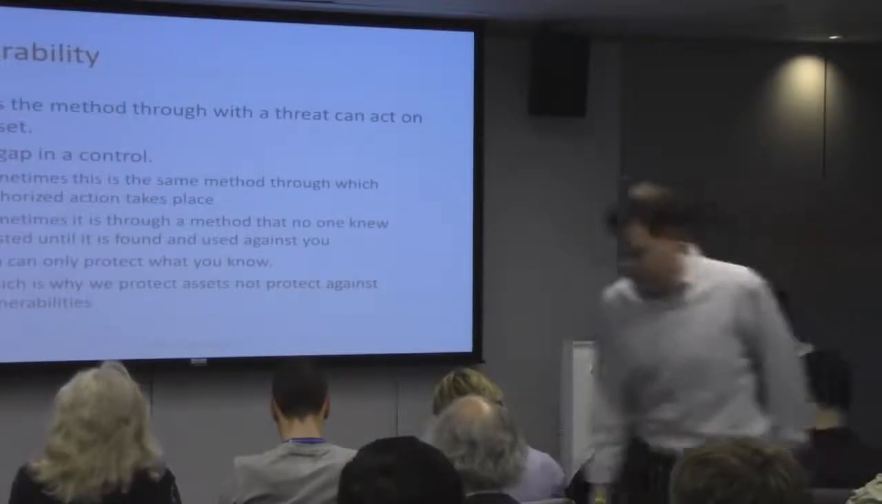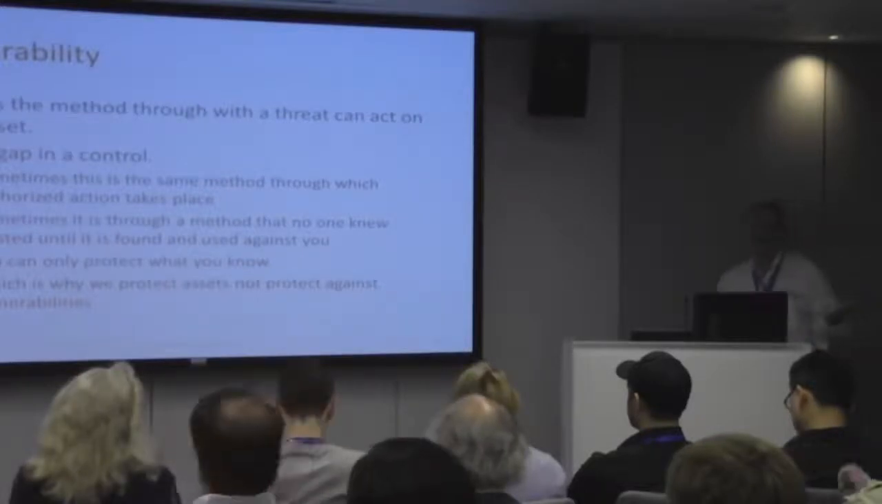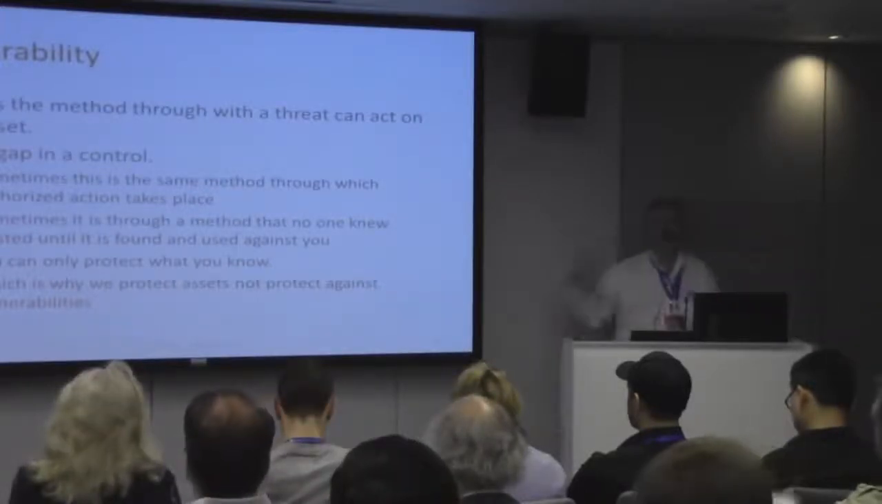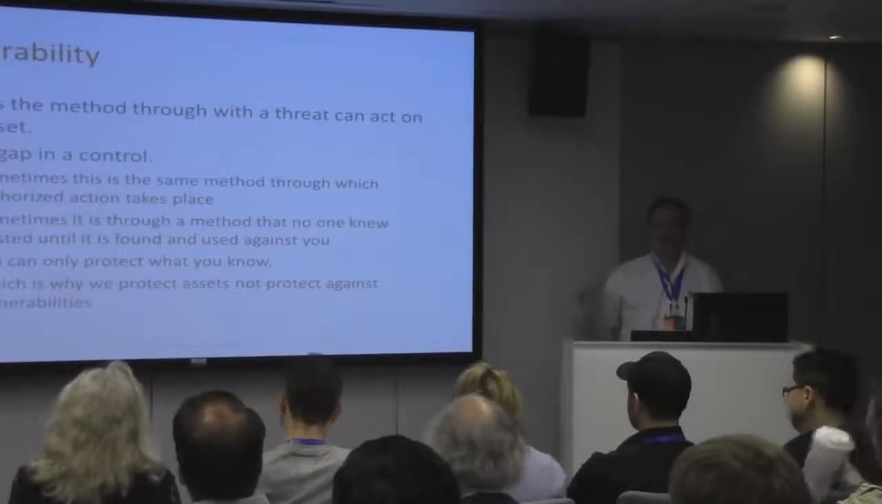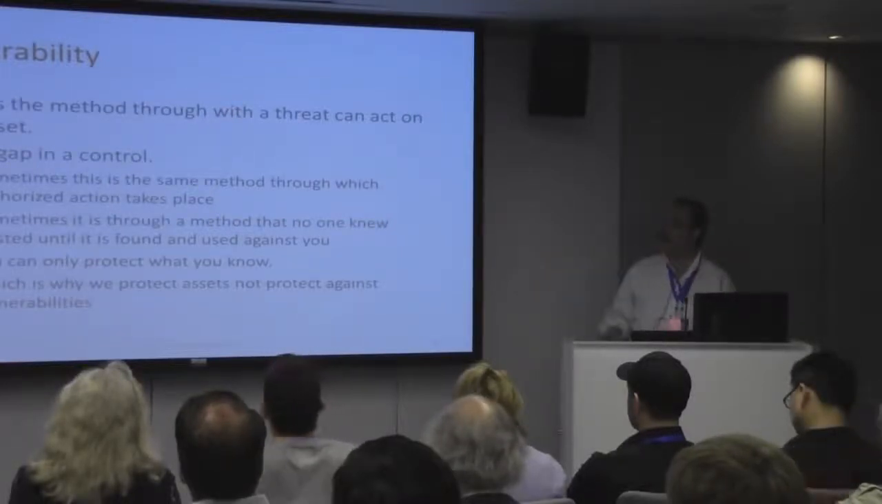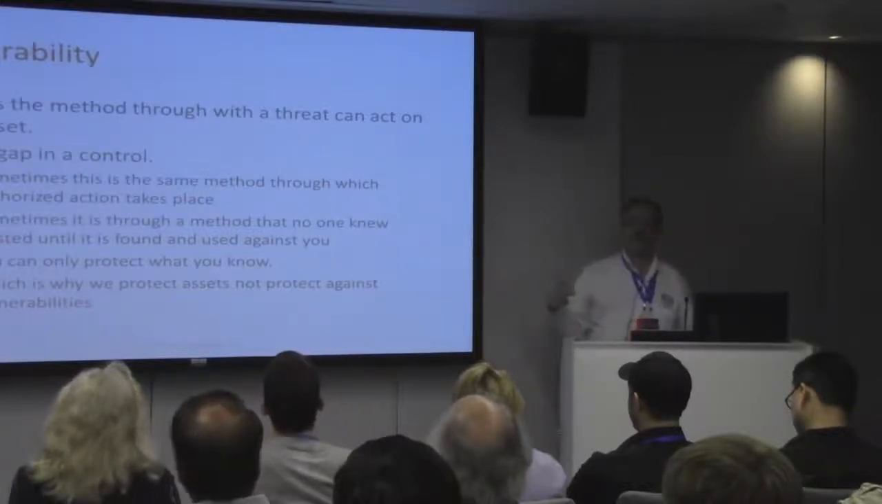Vulnerabilities. You'll find so much literature in the security space about vulnerabilities. It's really just a method through which a threat can act on an asset. Or you can think of it in terms of a gap in a control. Now, you can only protect what you know, which is why you don't protect assets against vulnerabilities, you protect assets against threats.